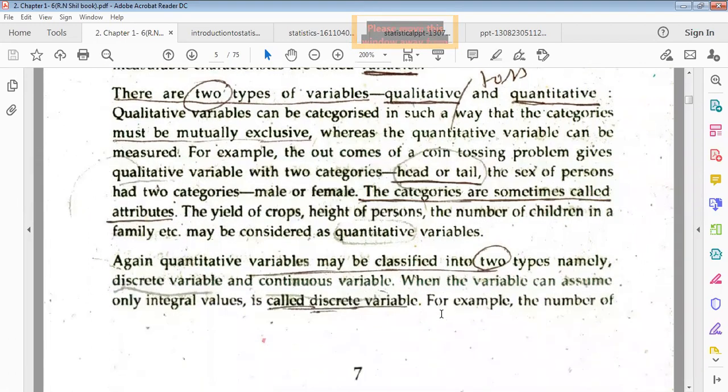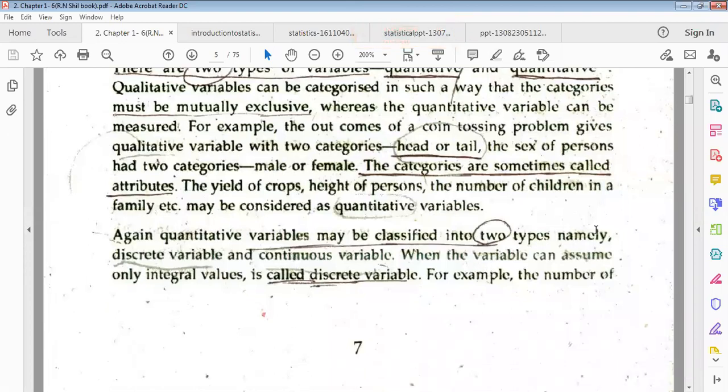Again, quantitative variables may be classified into two types, namely discrete variable and continuous variable. Discrete variables mean what? The numerals will be discrete, not continuous. Started from one point, there is no equal interval between it and another point. So this is actually called discrete variables. And another one is continuous variable. Suppose a class interval of any data. You have made class intervals in our previous classes.